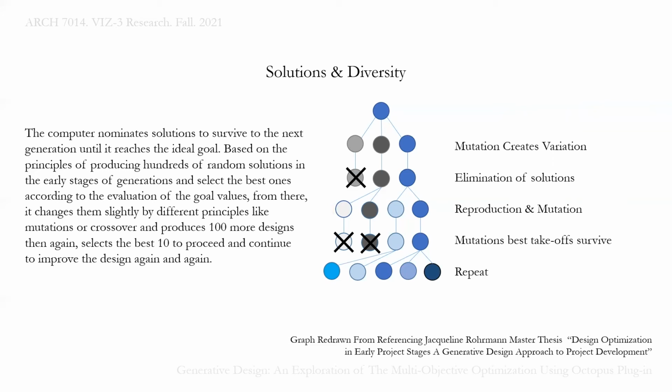The better solutions survive to the next generation, and from there it repeats over and over again, taking the best to survive. And so the computer nominates solutions to survive to the next generation until it reaches the ideal goal, based on the principle of producing hundreds of random solutions in the early stages of generations, and selecting the best ones according to the evaluation of the goal values. From there, it changes them slightly, by different principles like mutation or crossover, and produces 100 more designs. Then again, it selects the best 10 to proceed and continue to improve the design again and again.